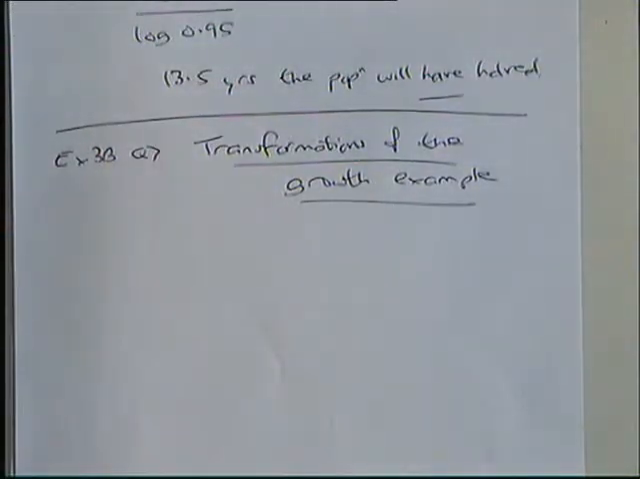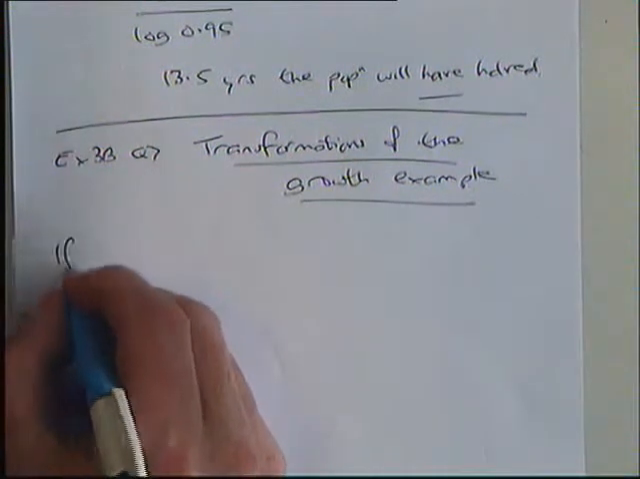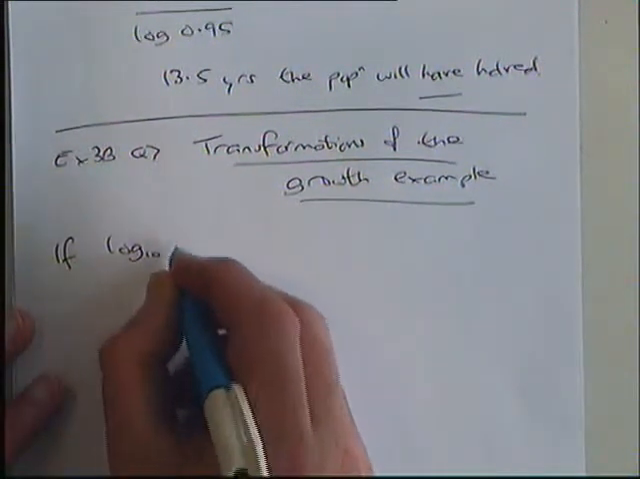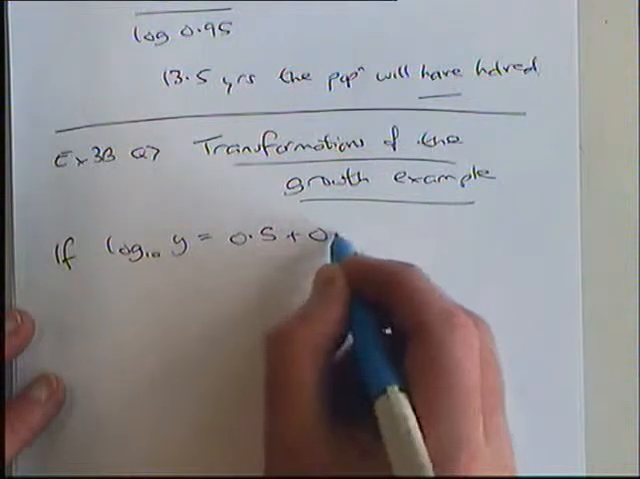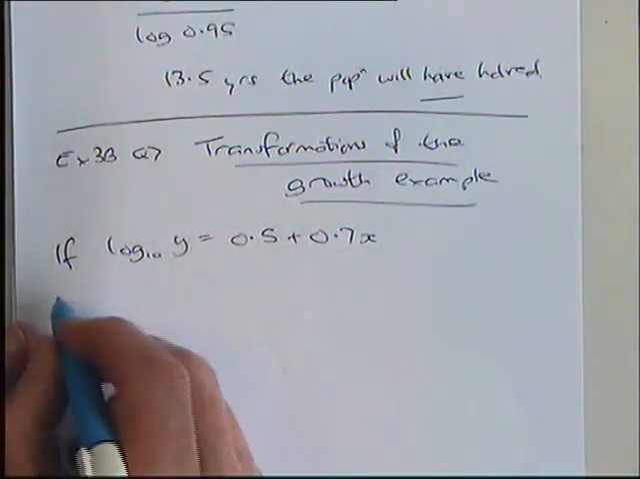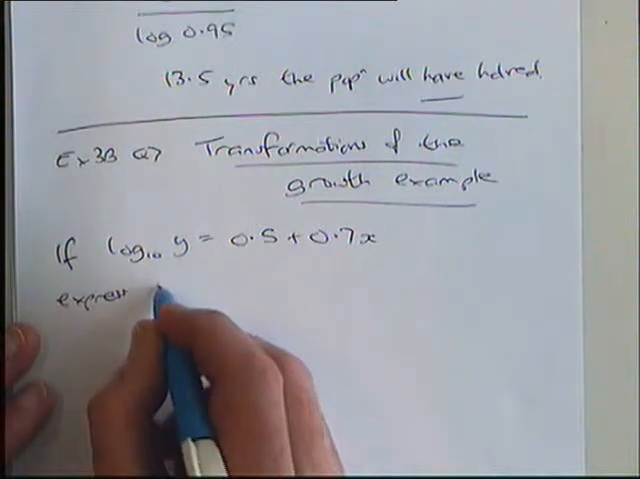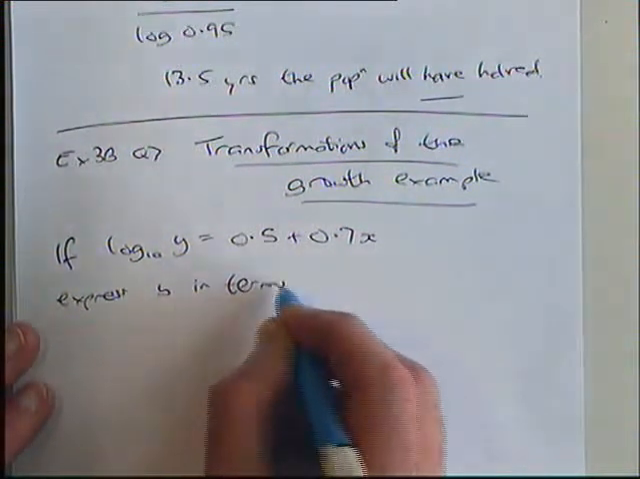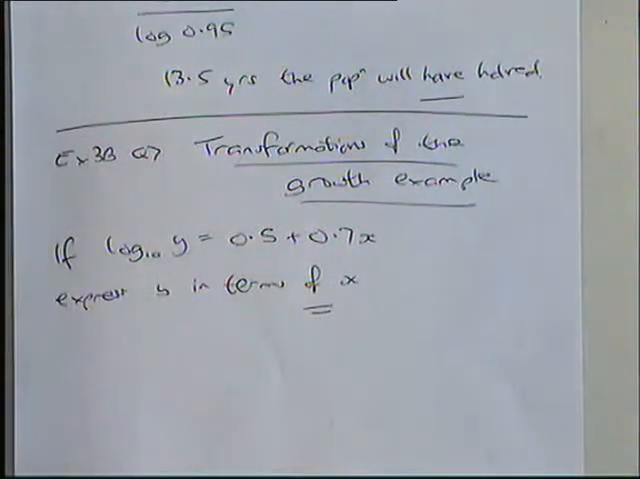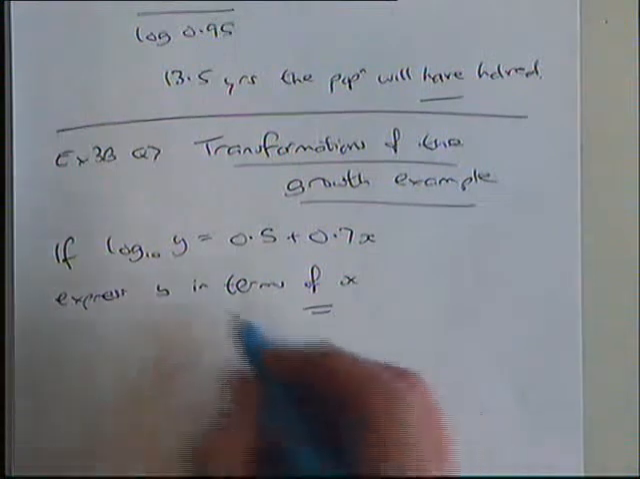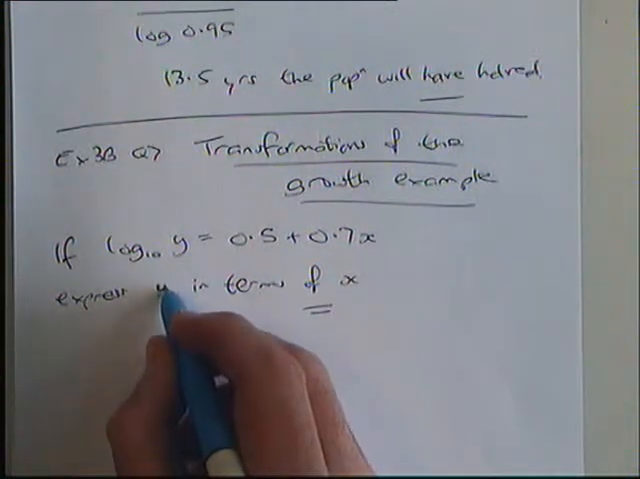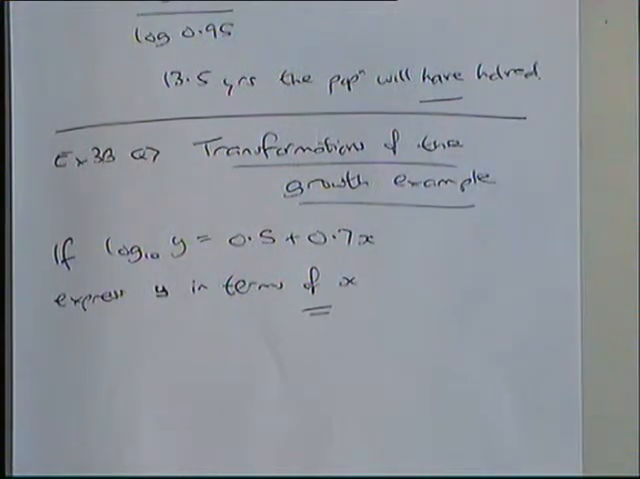So when you come to do exercise 3B question 7, you'll see questions that look like this. If log to the base 10 of y equals 0.5 plus 0.7x, express y in terms of x. That's the sort of question you'll get in the textbook. So they don't want log of y equals something, they want y equals something.